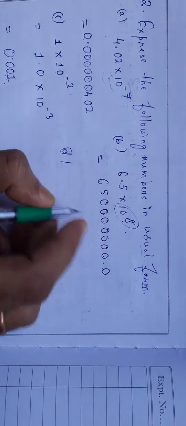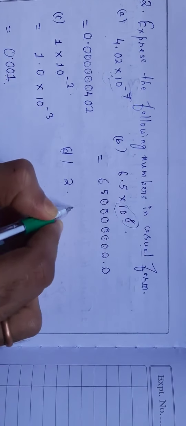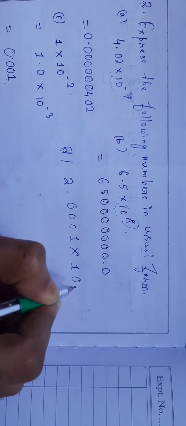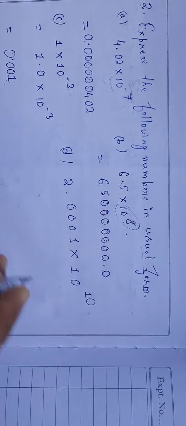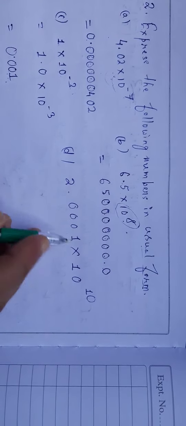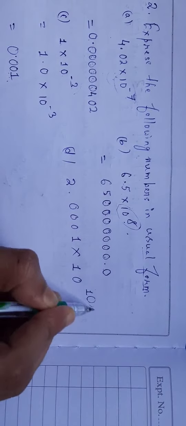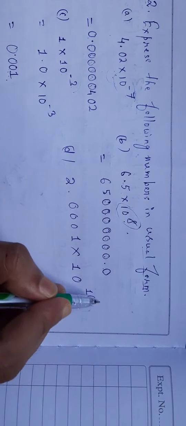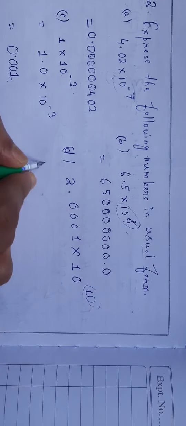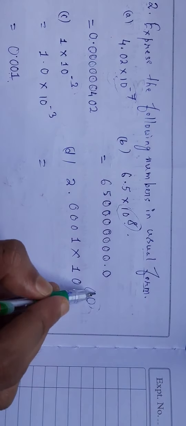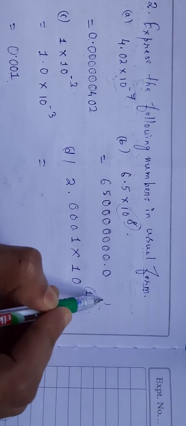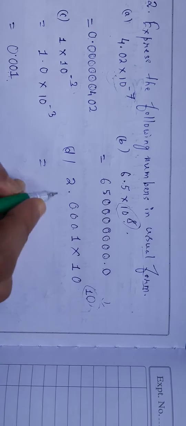Next question is 2.0001 into 10 to the power 10. Now here you can see the exponent is positive. Since the exponent is positive, I'll shift my decimal point to the right hand side. The total number of digits here is 1, 2, 3, 4, 4 digits, and here it is 10. That means 6 more zeros I'll add.